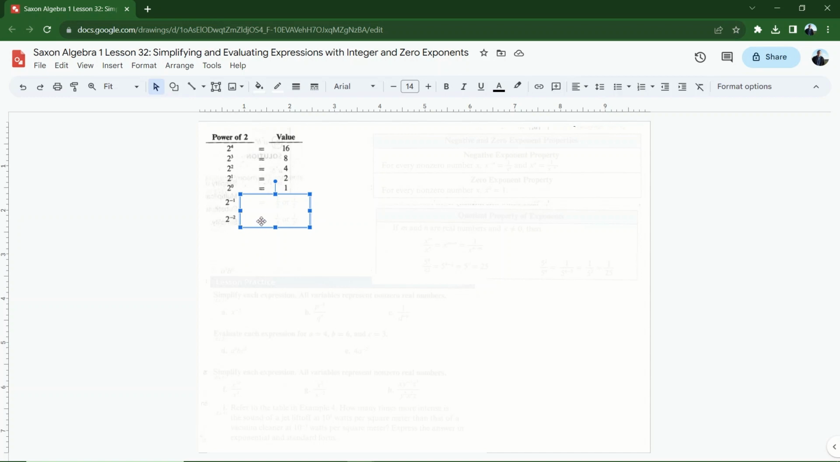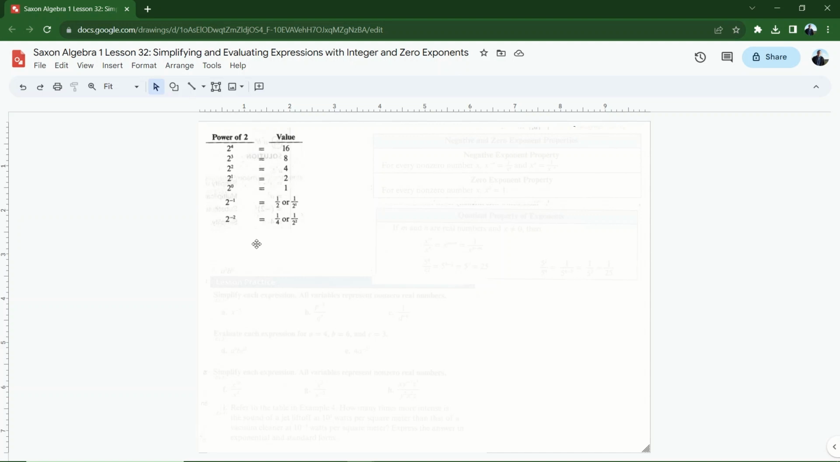Well, here's the thing. If you take that number and move it to the other side of the fraction bar, instead of 2 to the negative first, what if we had 1 over 2 to the first? When you move the number to the other side of the fraction bar, the negative exponent becomes positive. So 2 to the negative 2, if I put it under the fraction bar, 1 over 2 to the positive 2, that's the same thing. And then 1 over 2 to the positive 2 is just 1 over 2 times 2, which would be 1 over 4. That's how you deal with negative exponents.